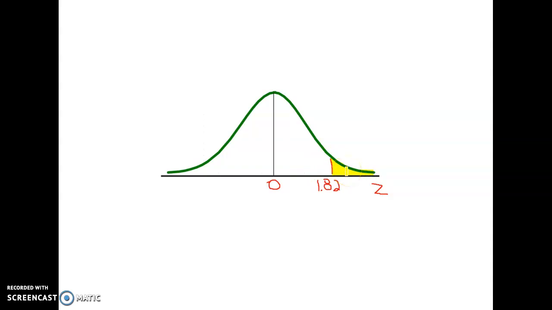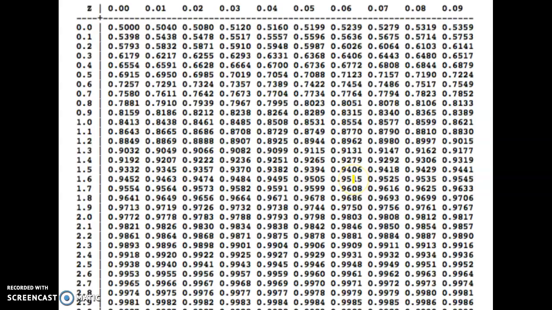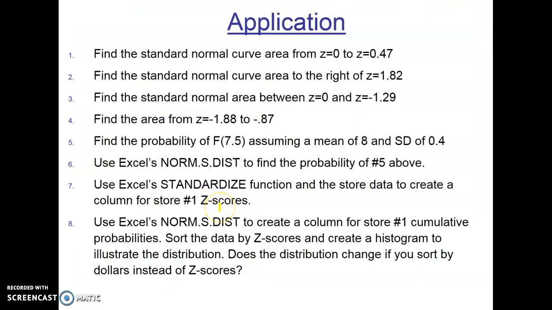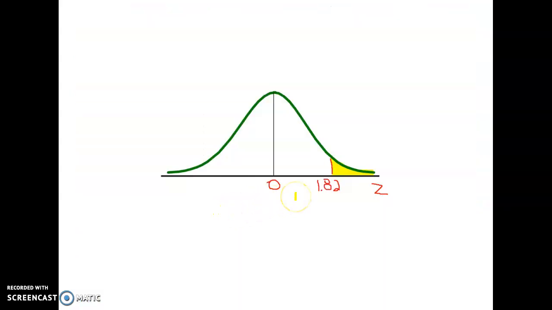To do that, we go to our table, and we're looking for 1.82. So we got 1.8, and then over to the 100th place 2. So they meet up here at 0.9656. So what that tells us is that there is a 0.9656 probability of getting a z value up to 1.82.